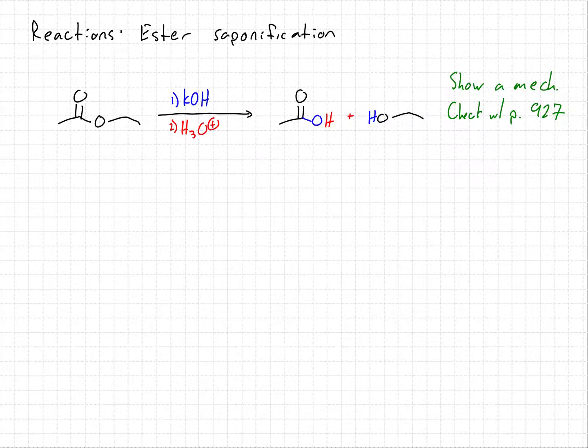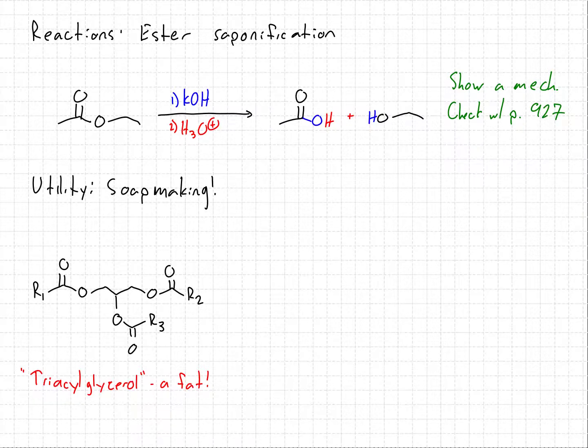We've actually shown a mechanism for this reaction before, but it's still a good one to practice. If you want to try this, draw a mechanism out, then check your work with page 927 of the Klein book. The main utility of this is actually one that's fairly familiar to most people. It's soap making.